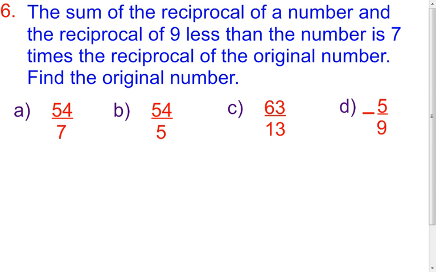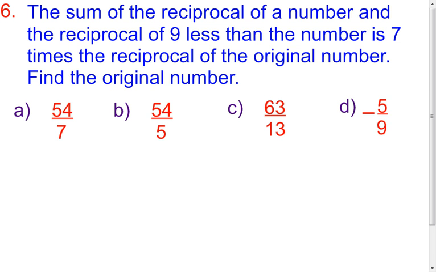All right, and one more. The production rate of a small factory is modeled by the equation. No, that's not what I want. Sorry, I'm not on that problem. The sum of the reciprocal of a number and the reciprocal of 9 less than that number is 7 times the reciprocal of the original number. Find that original number. Okay, that's a whole mumbo jumbo, isn't it?